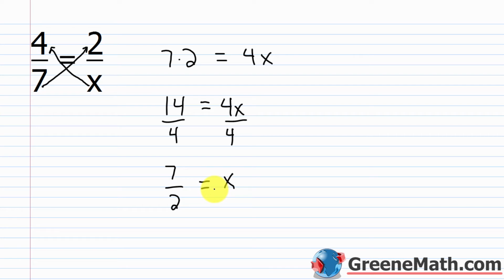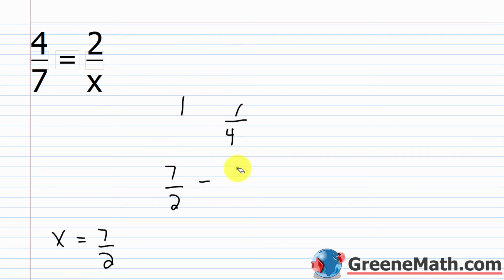But typically, if I'm working with fractions or ratios, I want to stay with that. I don't want to switch to decimals. So I get x equals 7 halves, or I have 7 halves equals x. It doesn't really matter how you say that. And to check it, you just plug it in.